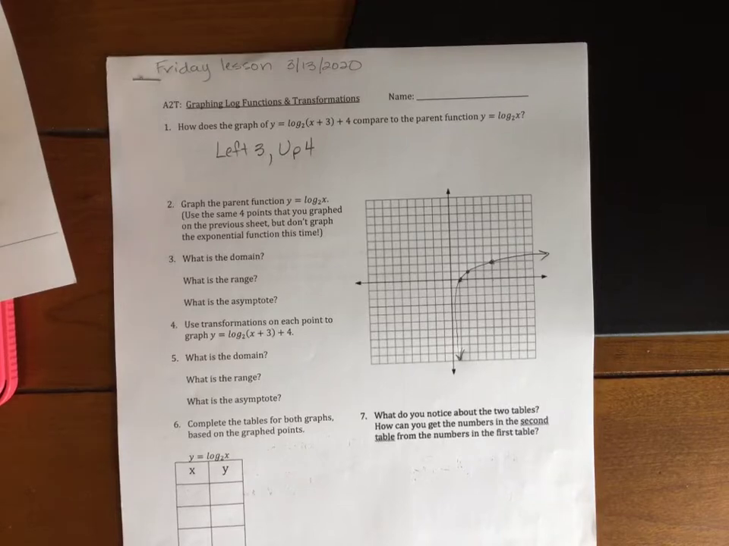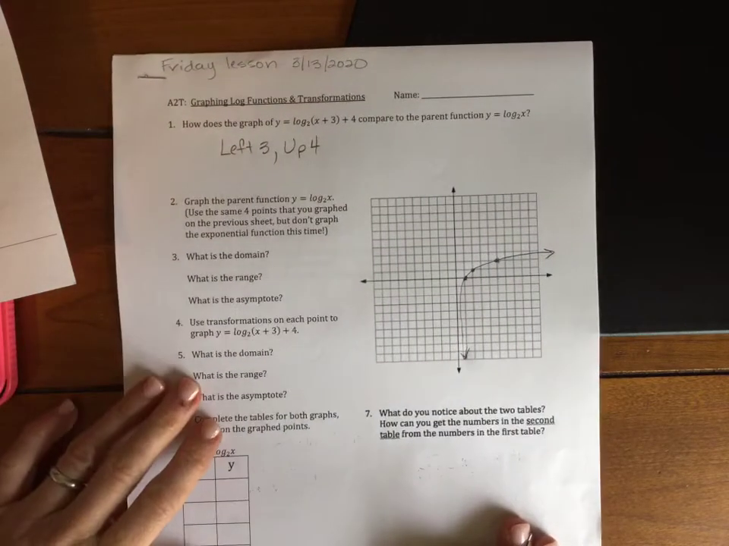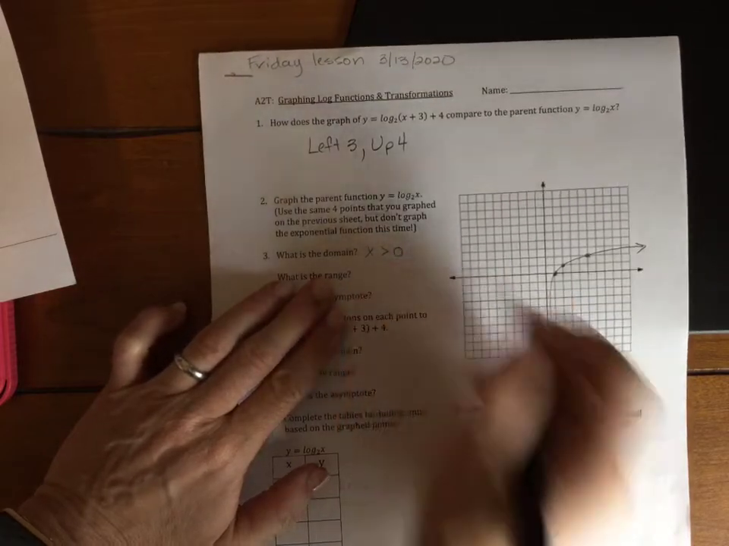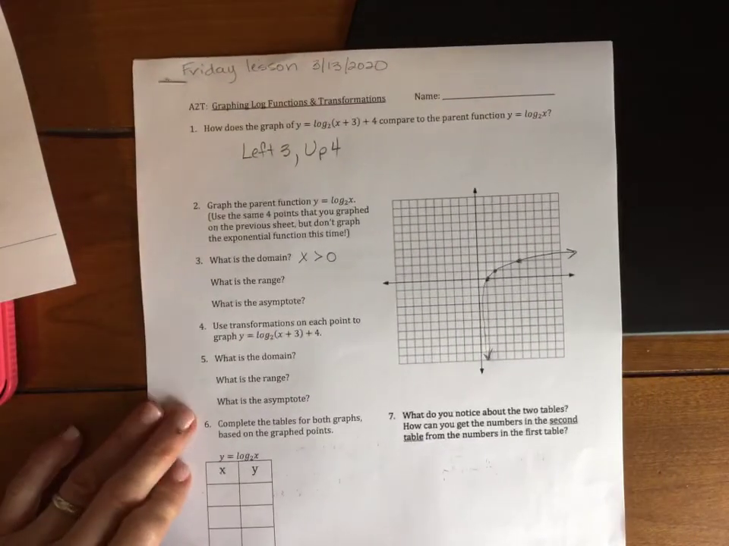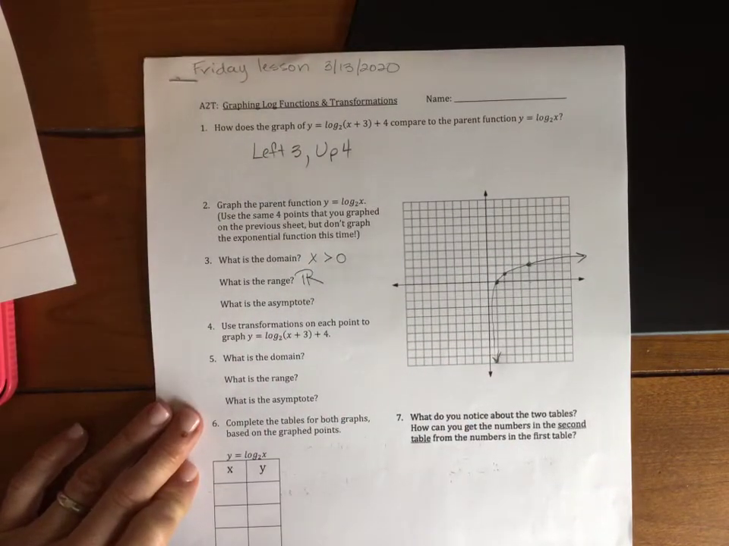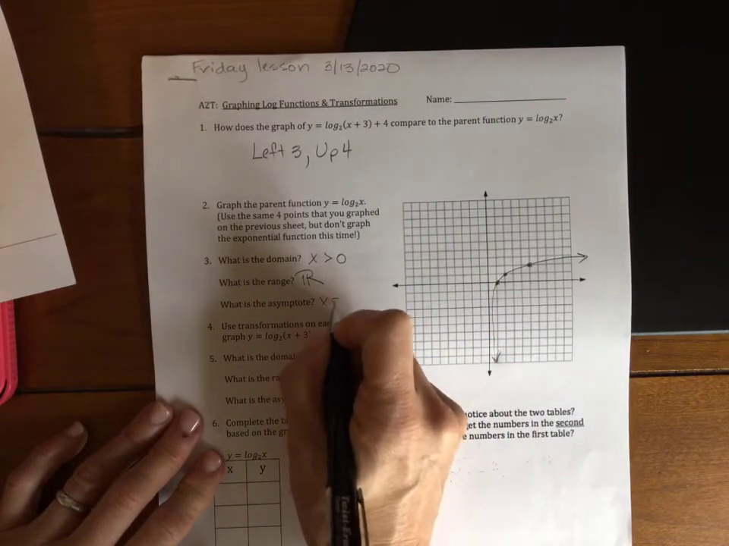And I really wish I would have brought all my colors from home, but maybe you guys will want to change the colors for the next part where we graph our transformed function. But just looking at our base function, our domain, if we remember, is x is greater than 0, our range is all real numbers, and our asymptote is the y-axis, which is x equals 0.